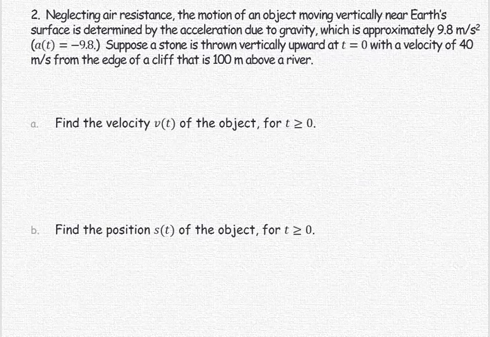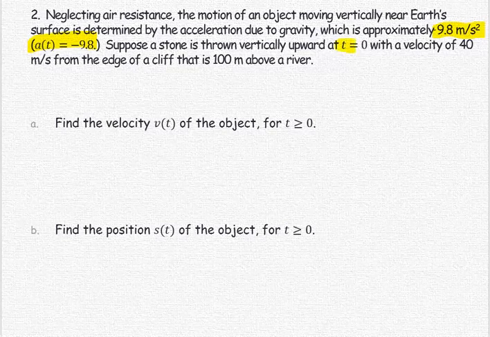Example 2. Neglecting air resistance. The motion of an object moving vertically near Earth's surface is determined by acceleration due to gravity, which is approximately 9.8 meters per second squared, or a(t) = -9.8. Suppose a stone is thrown vertically upward at t equals 0 with a velocity of 40 meters per second from the edge of a cliff that is 100 meters above the river.